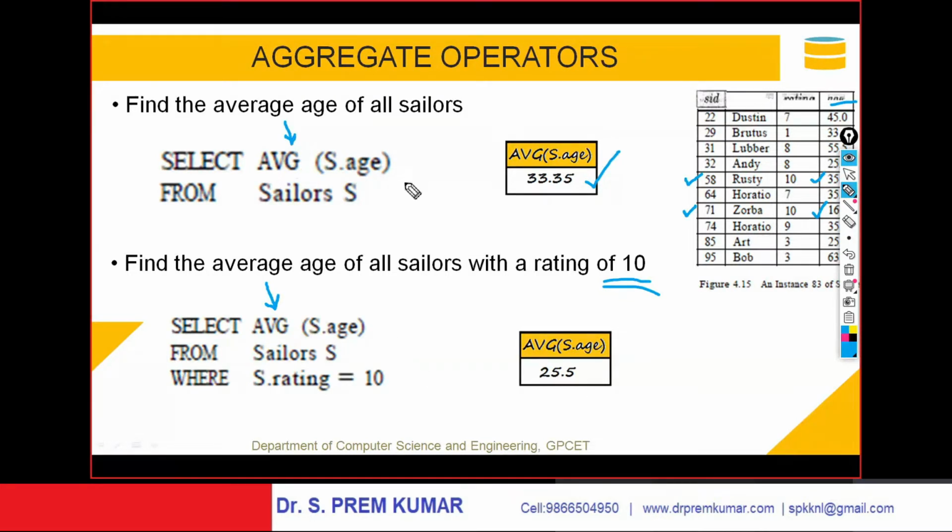You observe these two queries. Just a minute, please go through these two queries. The first one is the average age of all sailors. The second one is the average age of sailors whose rating is 10. That's the second query. Please go through the query. Just a minute. Let us proceed to the next query.